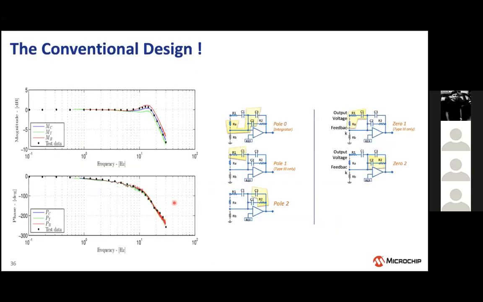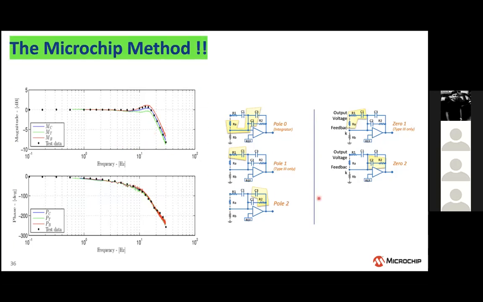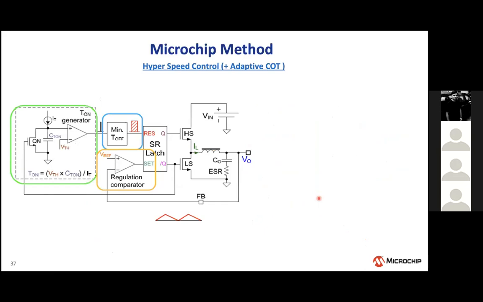And all of these converters, and we do have a wide variety of multiple variants in the industry, need a complex frequency analysis, stability checks, Bode plot analysis, and all that in order to check whether the system is running properly or not, right? And when it comes to the Microchip method, you do not need all those things. And on top of that, it's going to be much simpler.